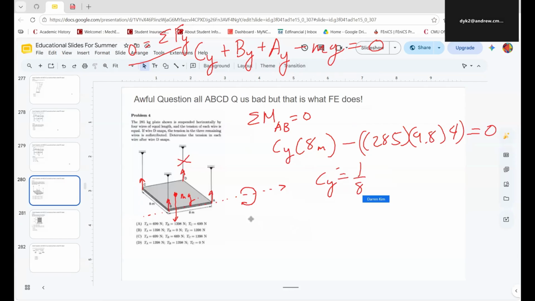Cy equals 1 divided by 8 of that, and it is 285 multiplied by 9.8 multiplied by 4. So 1 divided by 8 multiplied by parentheses 285 multiplied by 9.8 multiplied by 4 equals 1896.5, which I'm assuming is just 8. I think it might be just a little bit of a rounding error, as they say. Maybe they use 8.1 or something.